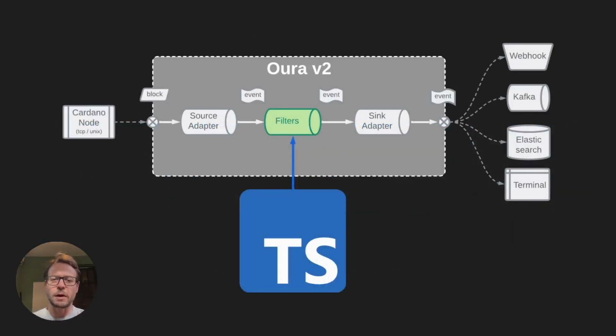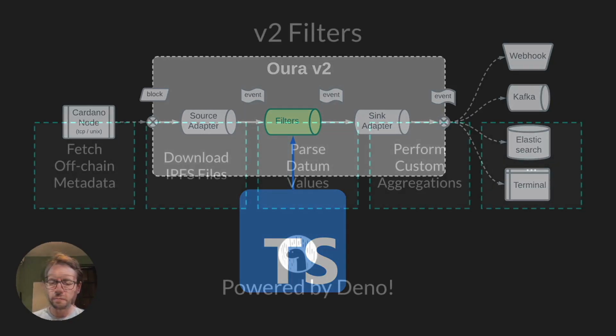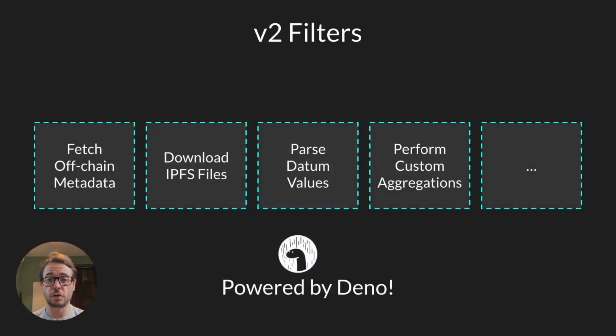But what if you could embed custom business logic inside the pipeline itself by specifying a TypeScript function that gets called for each transaction that goes through? Suddenly, the type of work that you can execute inside the pipeline becomes really interesting. With version 2 filters, what you can do is up to your imagination.